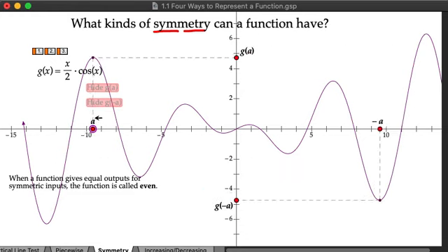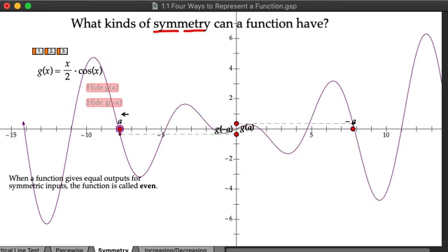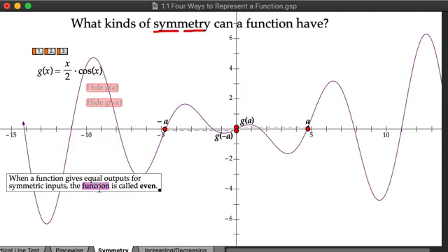You might notice that the outputs are symmetric as well. The outputs are opposite. Okay? So we can write the same thing when a function gives opposite outputs.